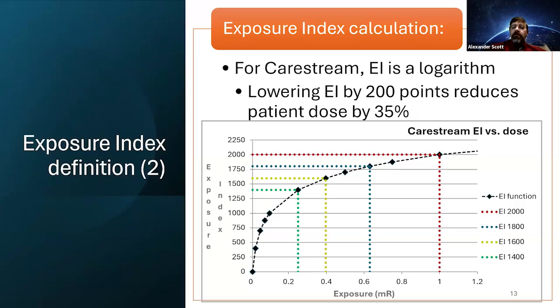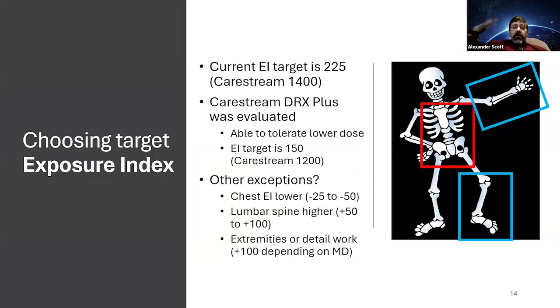That could be difficult. I believe that this curve shows how our target dose has changed as we went from CR to DR to better DR technology. And finally, we actually have it down to EI 1200 for certain digital detector models. And I think that is an EI of about 150 in the IEC definition. Well, there it is. EI target is 150, or Carestream 1200.